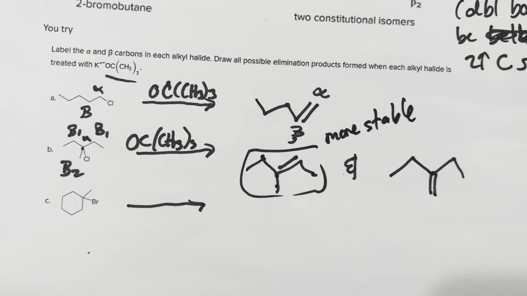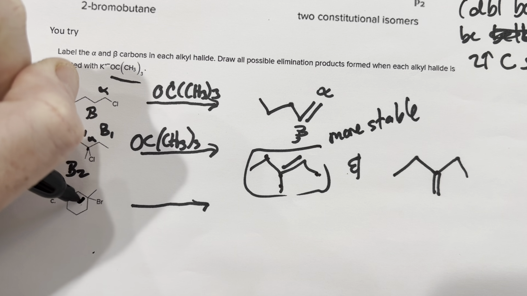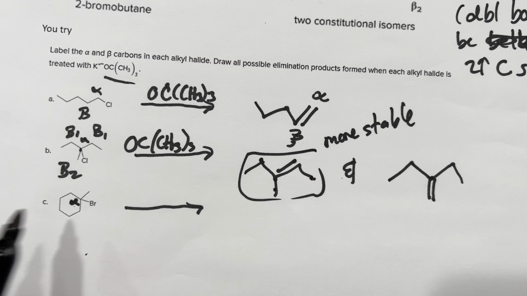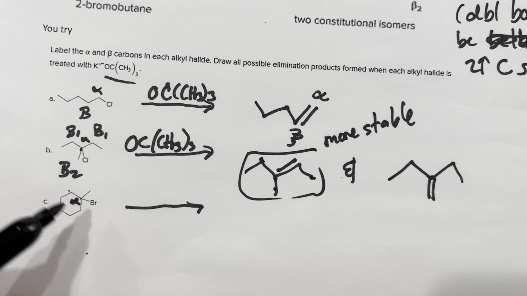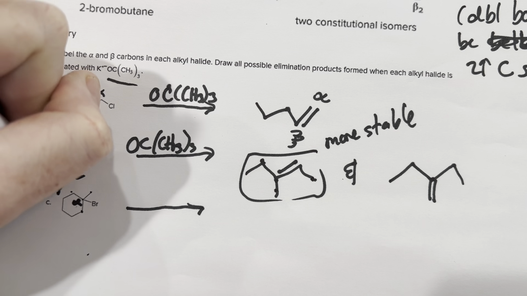You would get both products, but you'd get a majority of this product. Last but not least, we have this one. So our alpha is always going to be the one that the halogen is attached to. So it's going to be that carbon right there. And then the beta could be here, here, or here. So let's go ahead and call this beta 1.